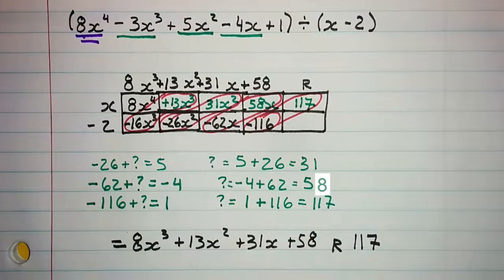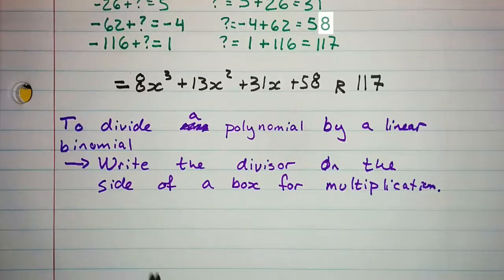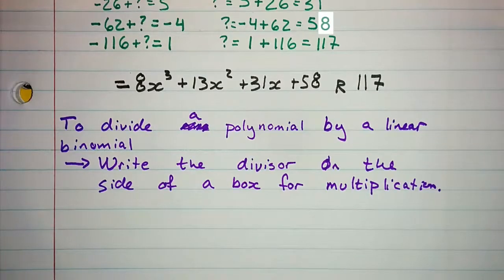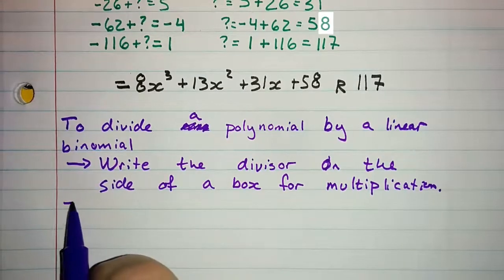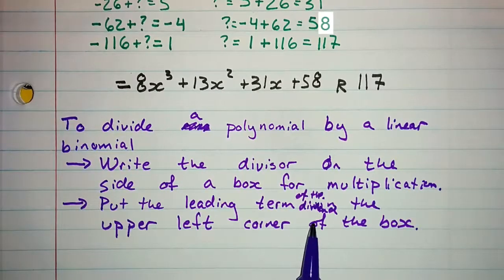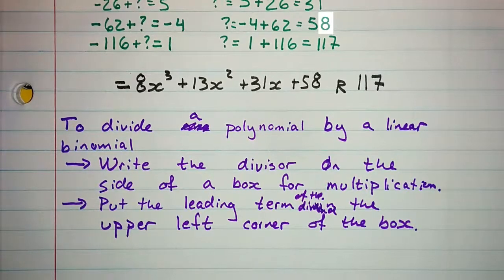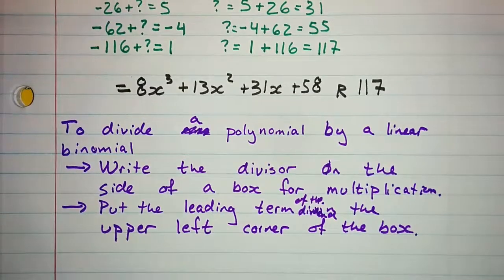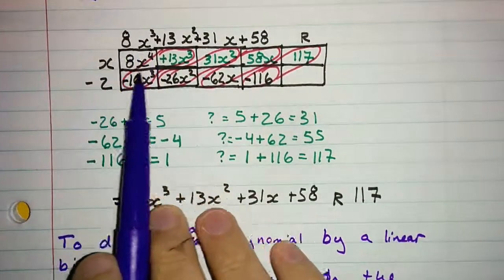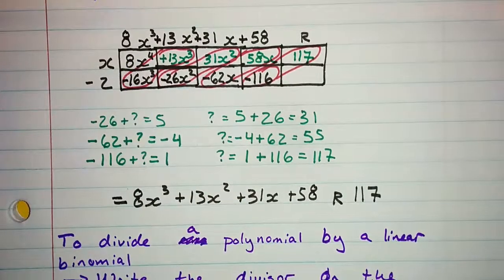Let's go into a little bit of detail about what we're doing in this method first, though. First, write the divisor on the side of the kind of box we use for multiplication. Put the leading term of the dividend, that is, the polynomial we're dividing, in the upper left corner of the box, as we did 8x to the 4th here.